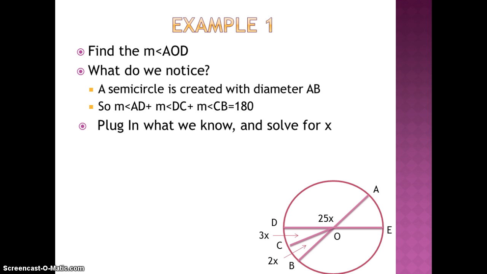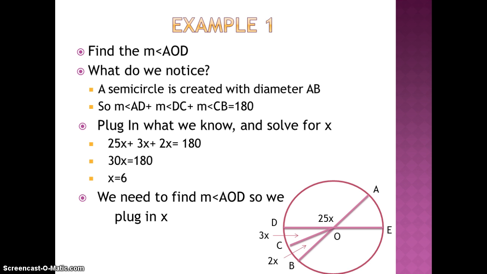So we're going to plug in what we know and solve for x. So 25x plus 3x plus 2x equals 180. So we add those all together to get 30x equals 180. Divide by 30 to get x equals 6. Now we need to find the measure of angle AOD, so we plug in x. So 25 times 6 equals 150.